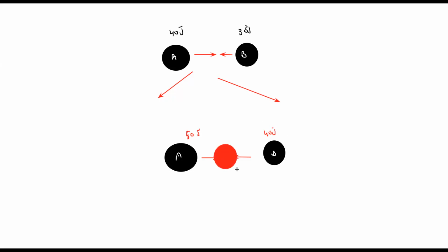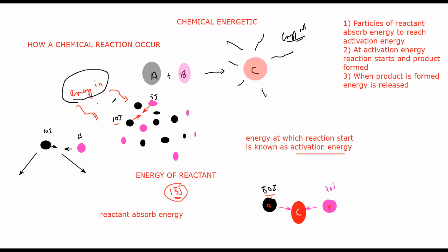So if a product is formed by a collision of the particles, the minimum energy at which the product is formed, that minimum energy is known as activation energy. So this is the activation energy, the minimum possible energy for a reaction to start. But this is not an activation energy because the particles collide and they rebound or bounce back. So when a chemical reaction occurs, first energy is absorbed, and when the product forms, energy is released.